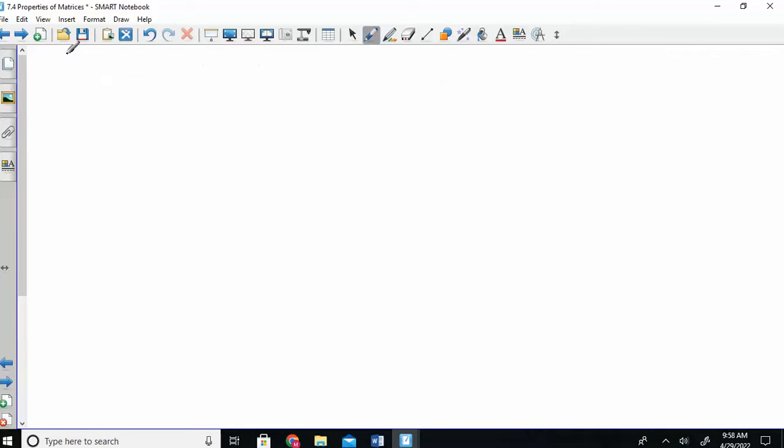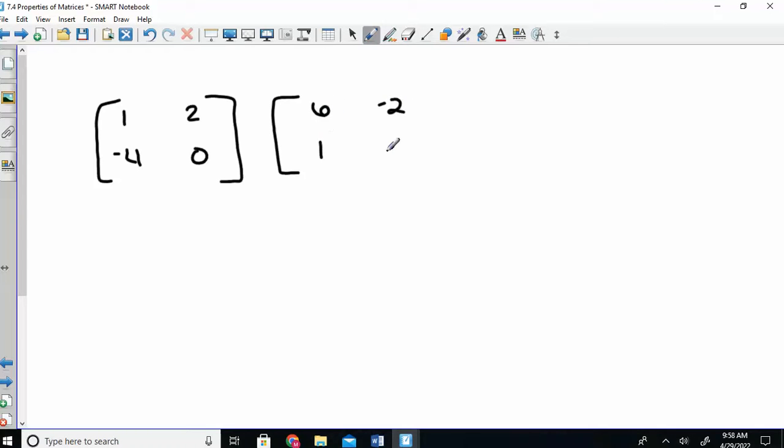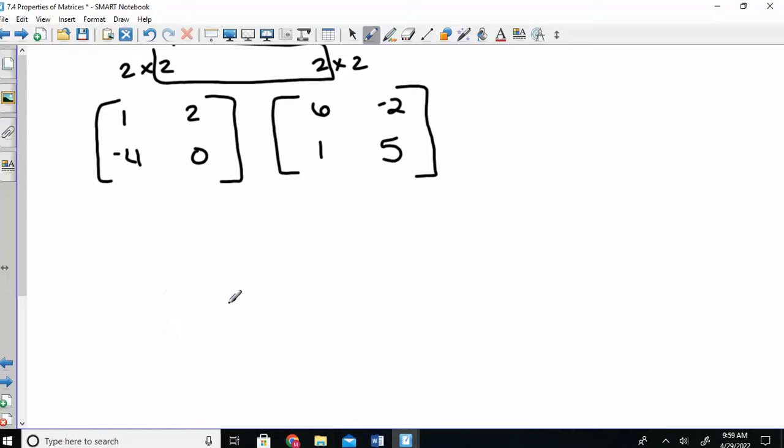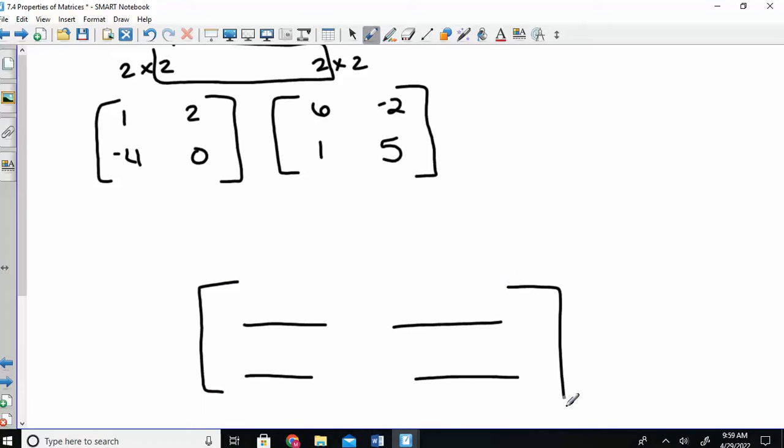Let's say I gave you another pair of matrices. So, could we multiply here? Yes. The size of the first one is 2 by 2. Second one is 2 by 2, so these match, so we can multiply, and our final answer will be 2 by 2. So we have to get 4 numbers here.